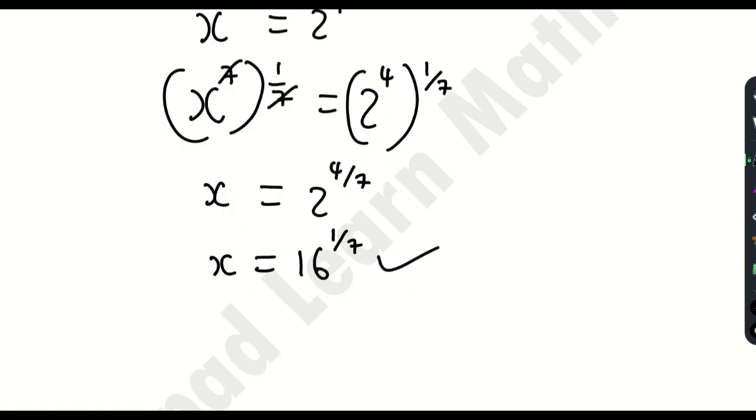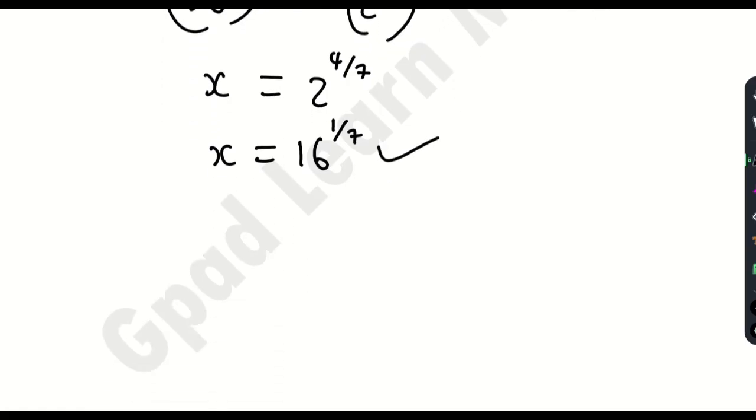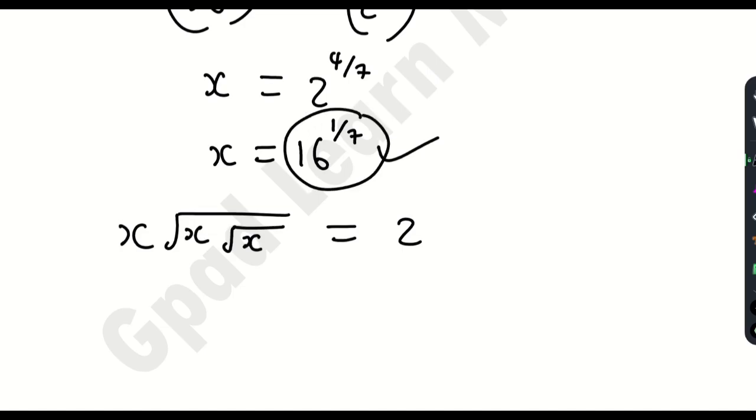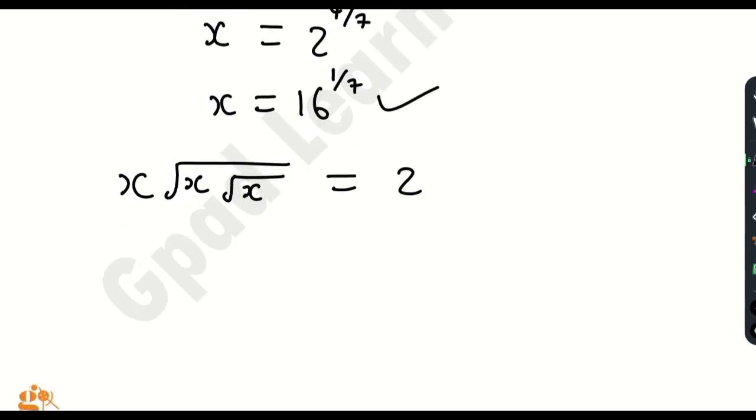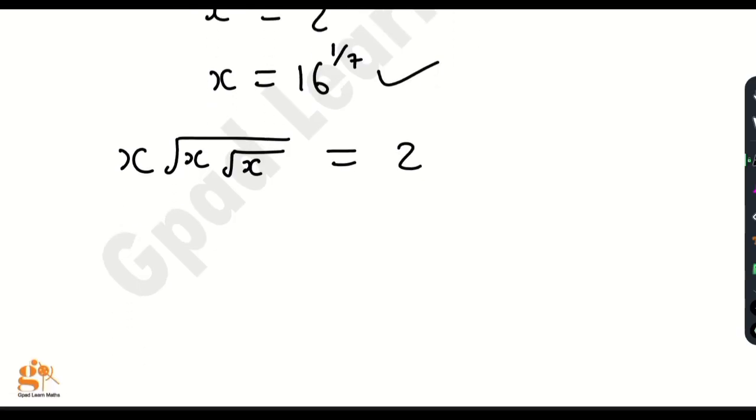And let's see if we're going to have 2 on the right hand side as we have in the original equation. So let me just rewrite the equation, which is x times the square root of x. Let's see if this will give us 2 when we substitute x for what? 16 raised to the power of 1 over 7. So let's get started with this.